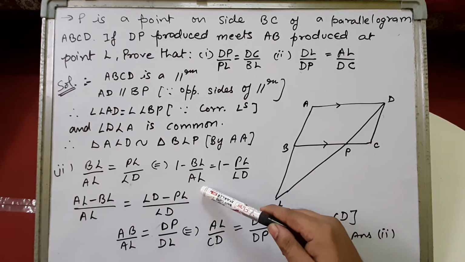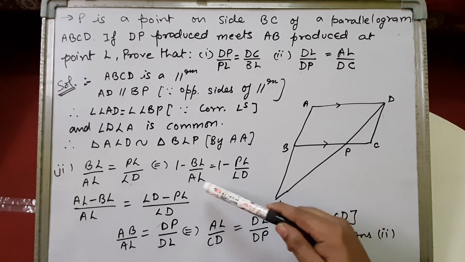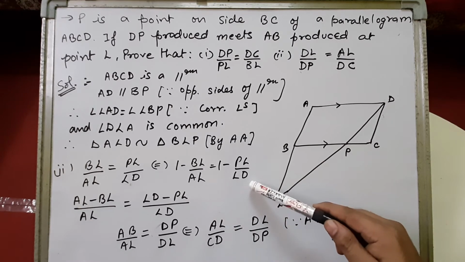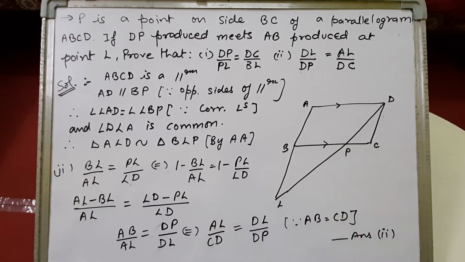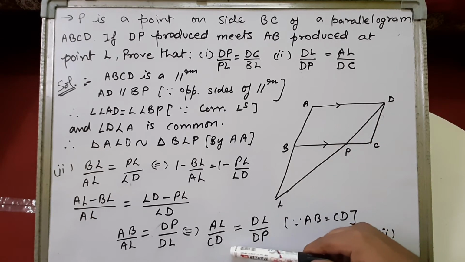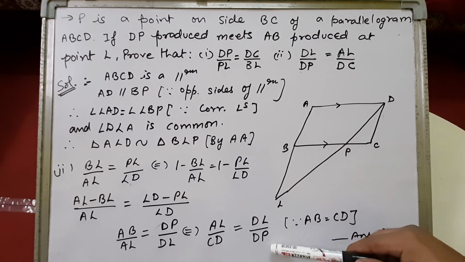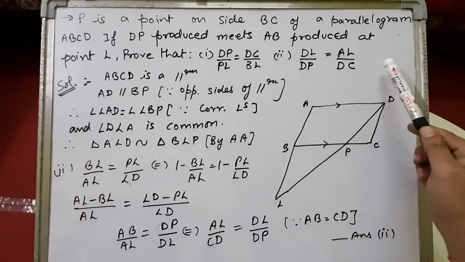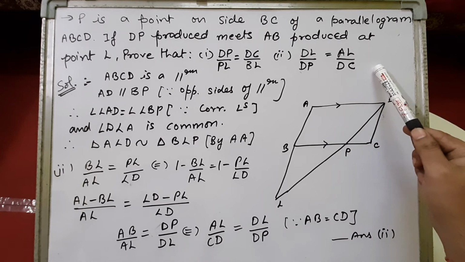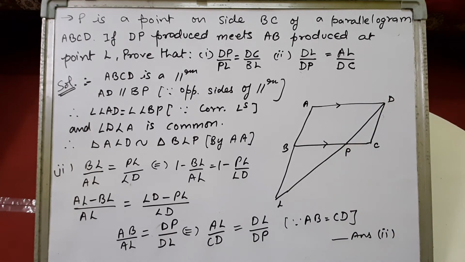So when we subtract both the terms from 1, we'll get 1 minus BL upon AL equals 1 minus PL upon LD. When we take the LCM, we'll get this result: AB upon AL equals BP upon DL. Now we know that opposite sides of a parallelogram are parallel and equal, right? So in place of AB we can write CD, and on taking the reciprocal on both sides we will get AL upon CD equals DL upon BP. This is what we have to prove here: DL upon DP equals AL upon DC. Alright. Please note down the solution.